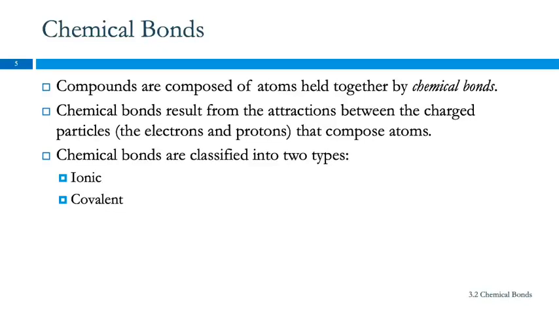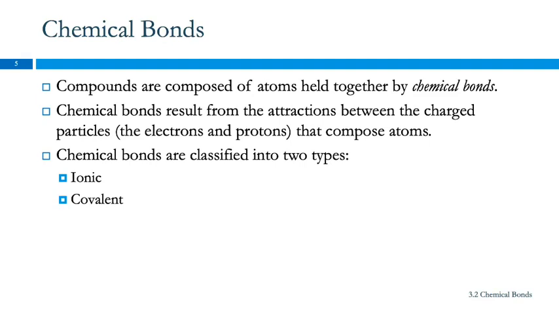So how are atoms held together in molecules? They are held together by chemical bonds. And these chemical bonds arise from attractions between charged particles. Opposite charges attract, and so electrons and protons, which are the building blocks of the atoms, are attracted to each other and cause the atoms to be bonded together.